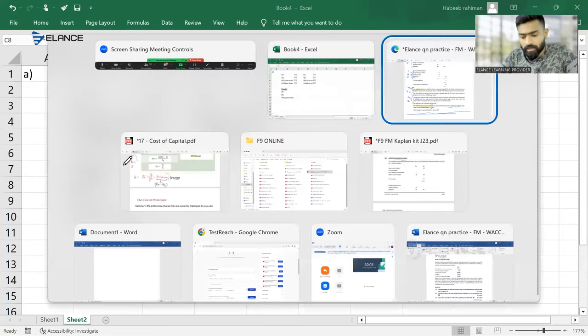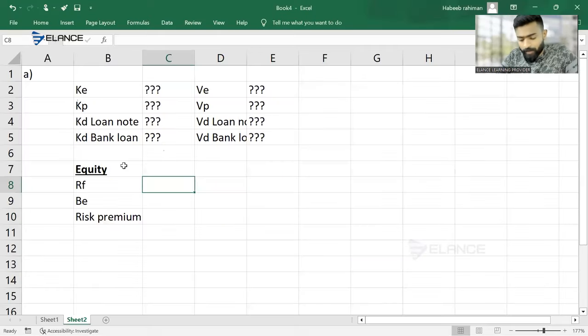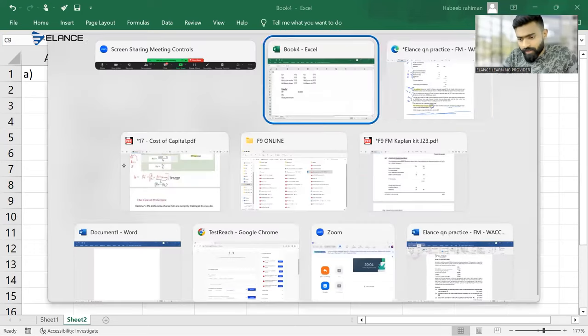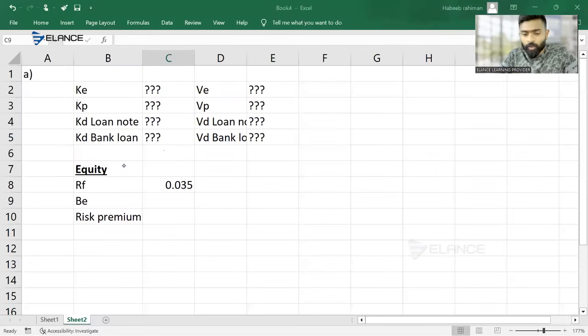Risk-free rate is 3.5%, so I'll write 0.035. Either you can type 3.5%, but it's better to keep it in decimals, 0.035. Equity beta is also given. The equity beta of the organization is 1.25.